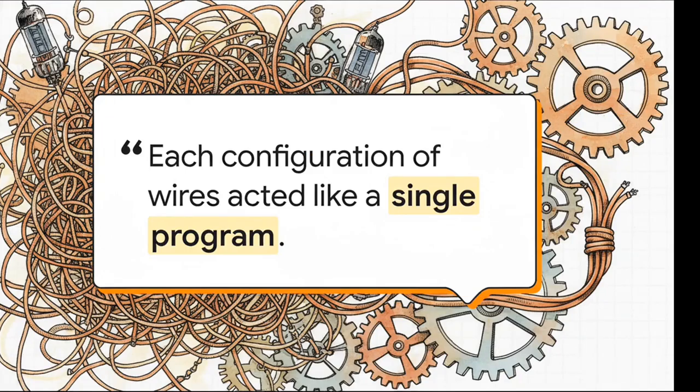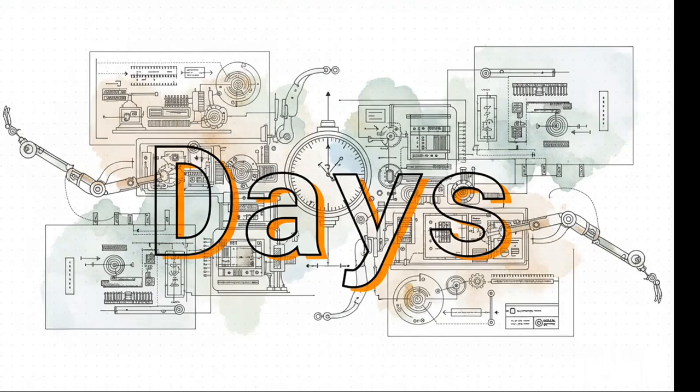Every unique setup of those wires basically turned the entire machine into a one-trick pony. It became a hyper-specific calculator that could do one thing and one thing only. Want it to solve a different problem? Well, guess what? You had to tear it all down and start the whole rewiring process from scratch. And we are not talking about a few minutes of work here. Setting up one of these machines for just one new problem, that could take hours. Sometimes it could take days of meticulous physical labor.